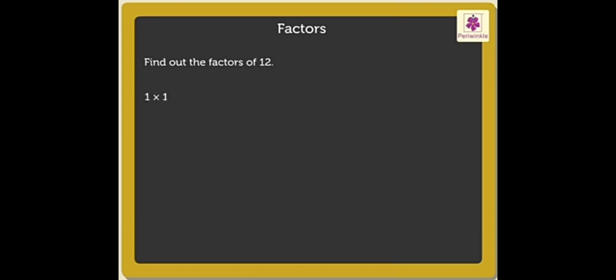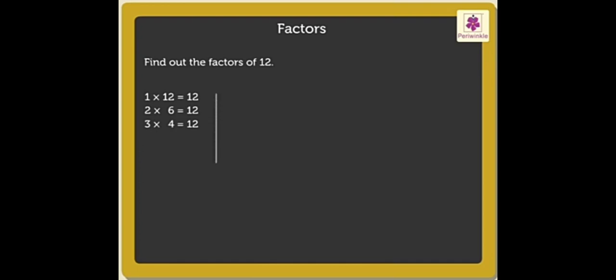1 into 12 is equal to 12. 2 into 6 is equal to 12. 3 into 4 is equal to 12. So, we get 3 pairs of numbers that give us the product 12. No other pair of numbers, when multiplied, will give the product 12.